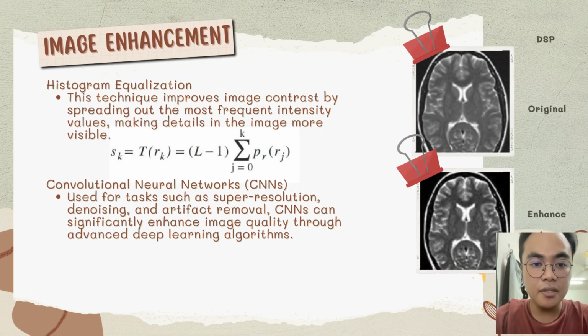For image enhancement, there are 2 techniques used, that is histogram equalization and CNNs. Histogram equalization improves image contrast by spreading out the most frequent intensity values, making the details in the image more visible. CNNs are used for tasks such as super resolution, denoising, and artifact removal, and can significantly enhance image quality through advanced deep learning algorithms.